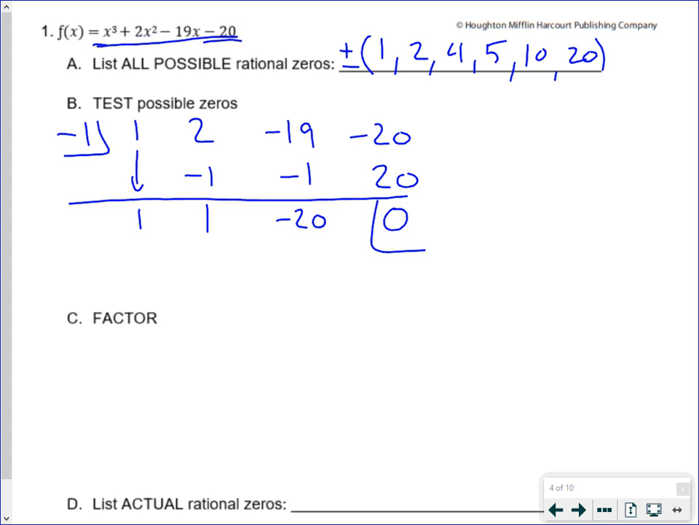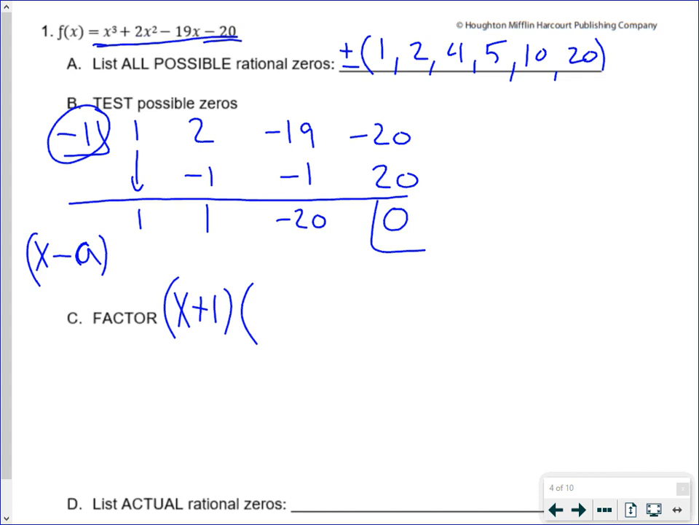If you get anything other than 0, that just tells you that value is not a zero, and you have to check the next number. All right, so in this case, negative 1 is a zero of this polynomial. Sorry, I misspoke earlier. And since it's a zero, its corresponding factor is going to be x plus 1. With synthetic division, the factor is in the form x minus a, so x minus negative 1 gives us x plus 1. That's why we have x plus 1 as our factor.